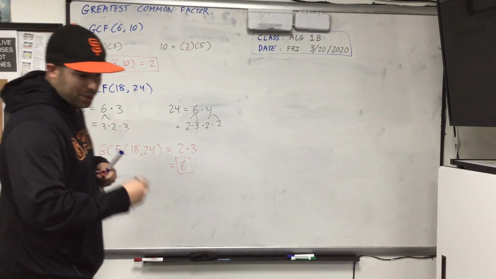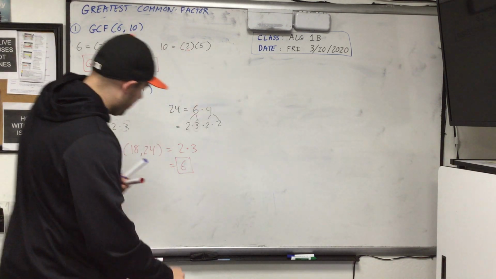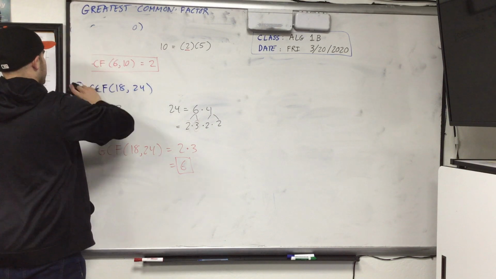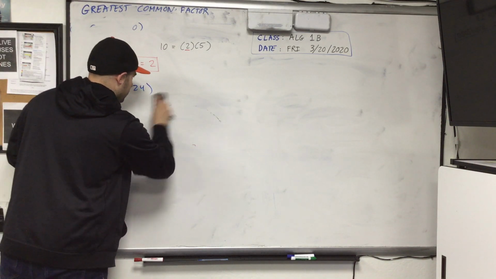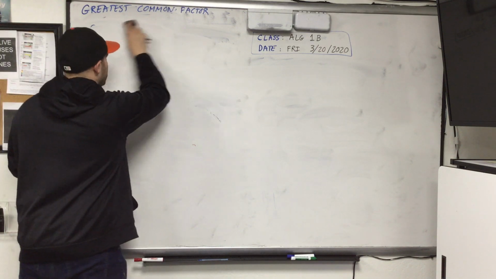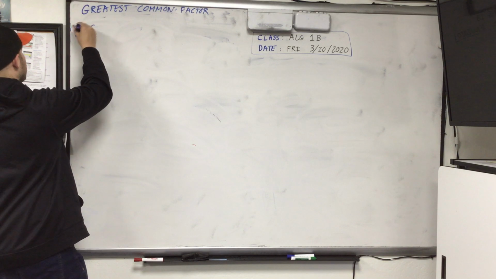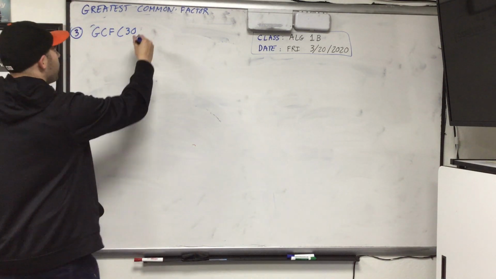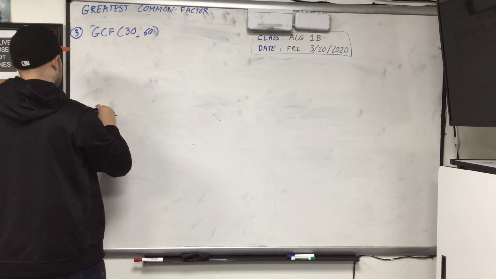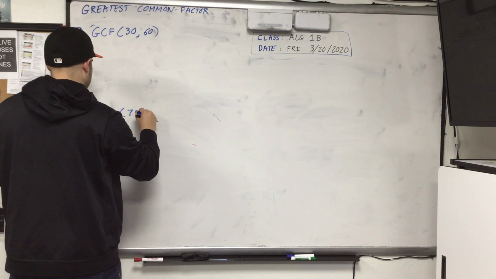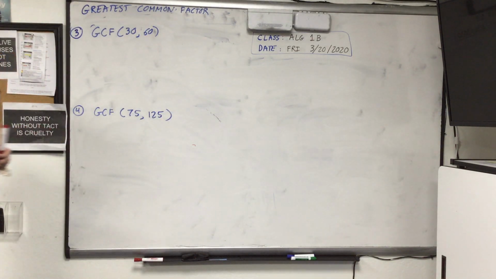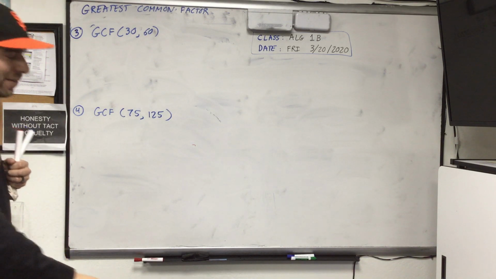Okay? See if you guys can do the next two problems independently. See if you can figure out what the greatest common factor of 30 and 60 is, and the greatest common factor of 75 and 125.